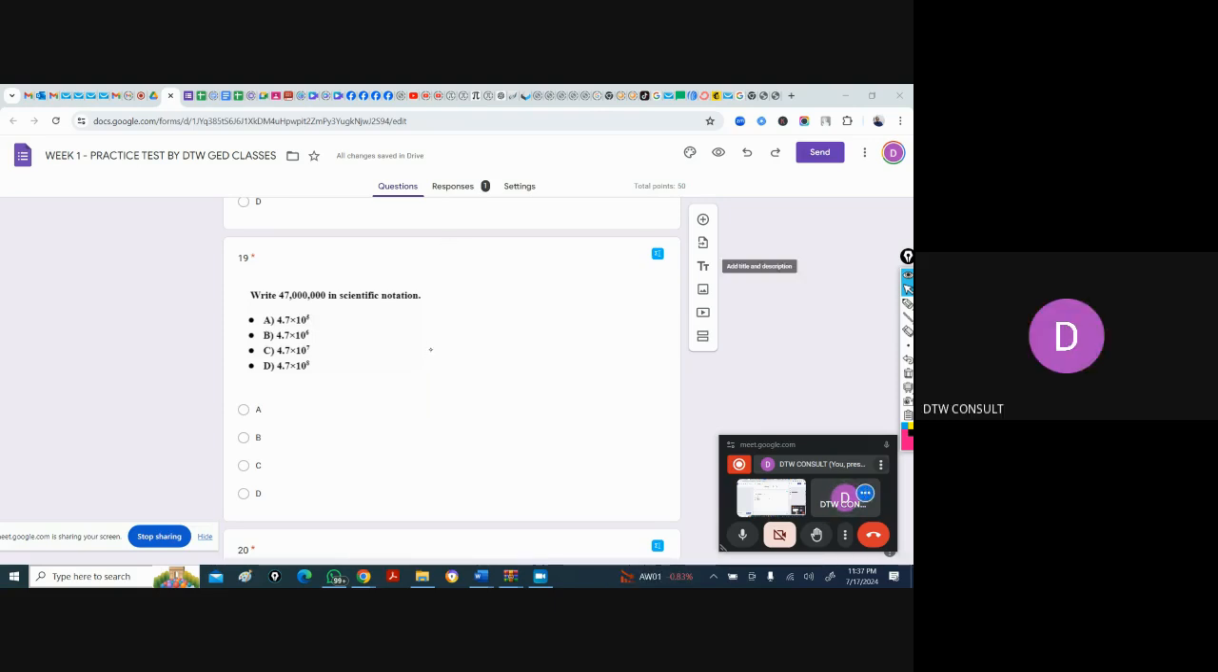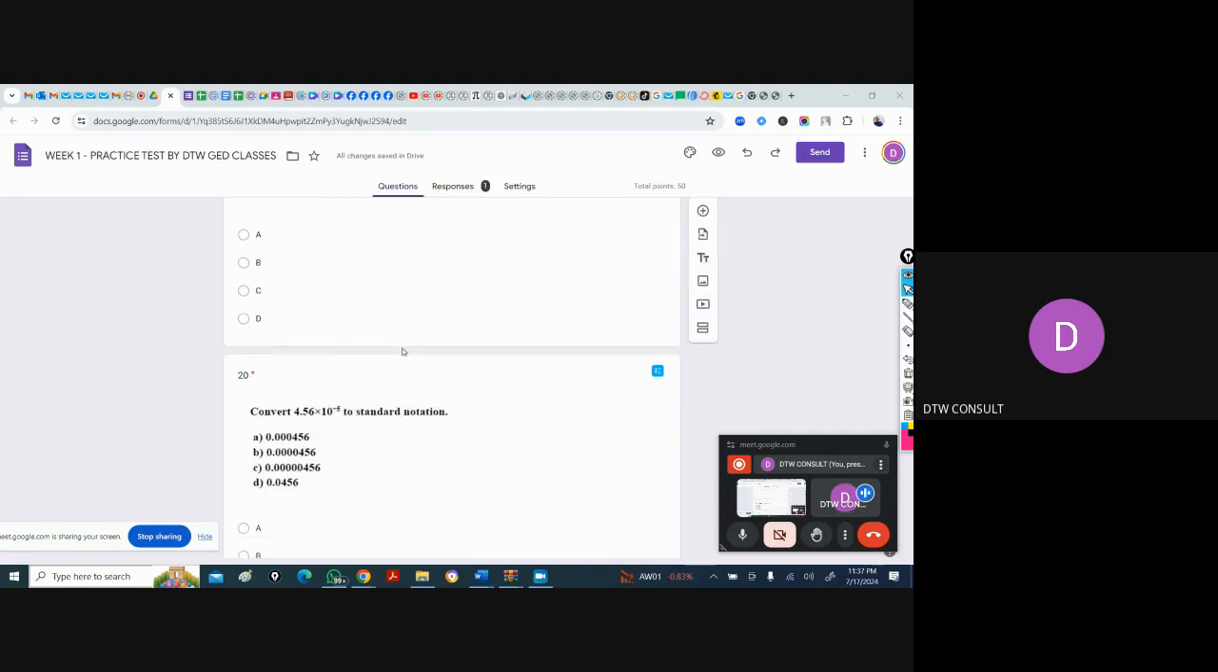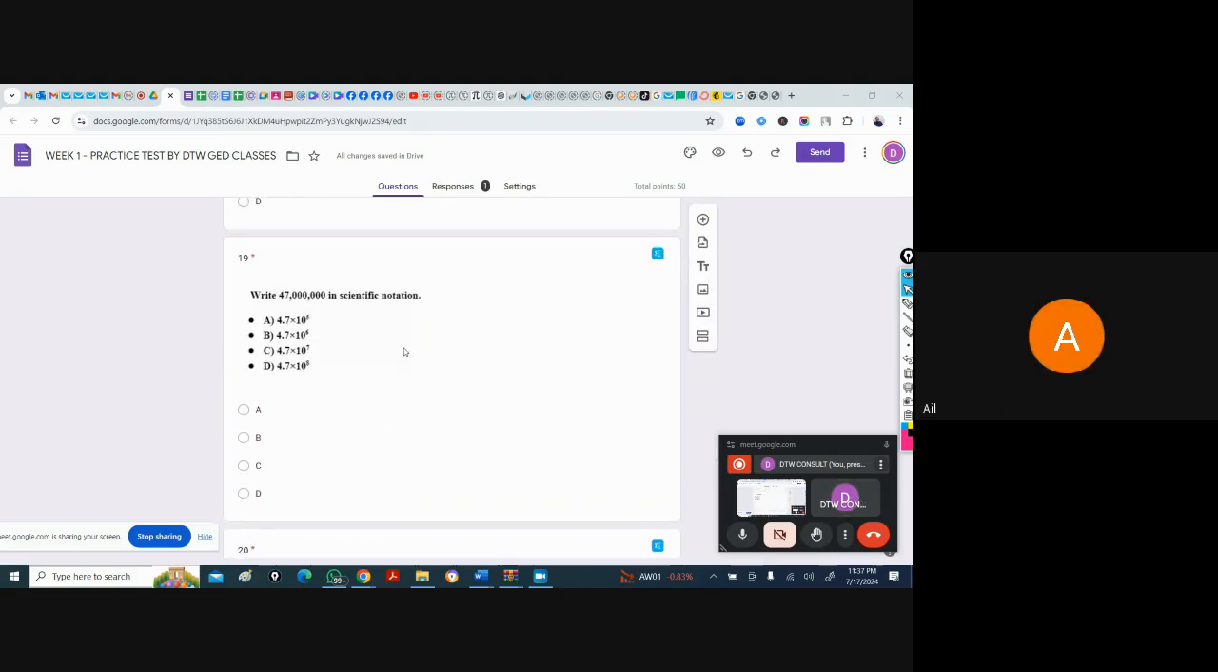Good job. That's correct. Wait, is it C? Why C? I see 6 zeros: 1, 2, 3, 4, 5, 6. Oh, 7. Sorry. Yes, 7. You have to stop in front of the last number. I know most people will just count only the zeros and quickly put B. No, it's wrong. You have to stop here. It's 4.7. So you still shift another one.